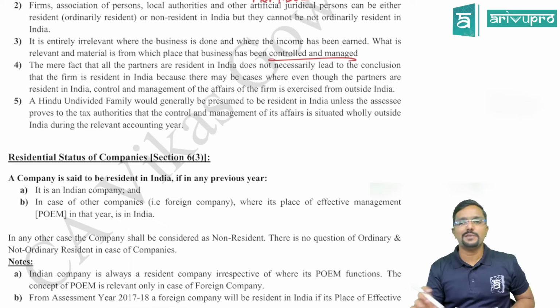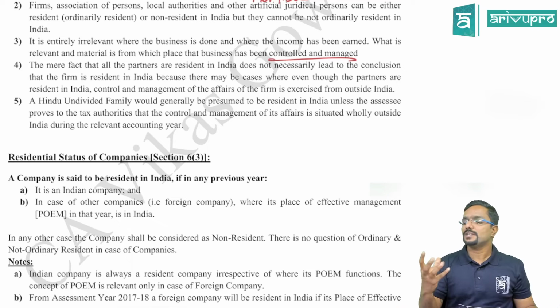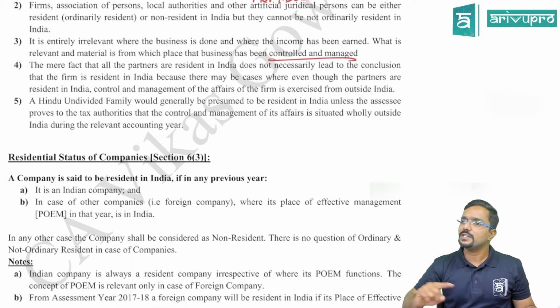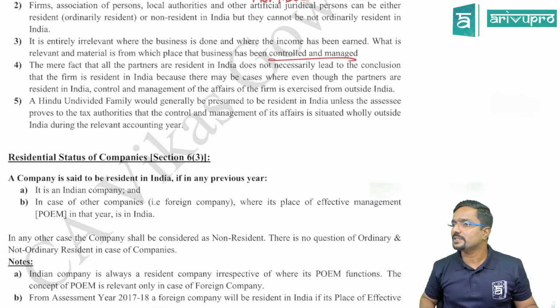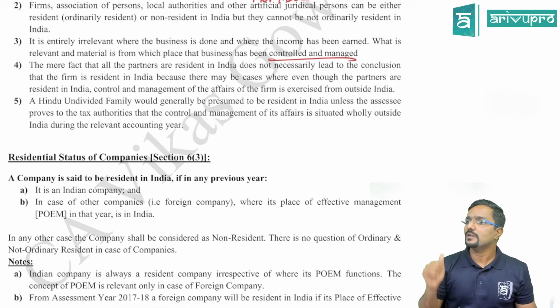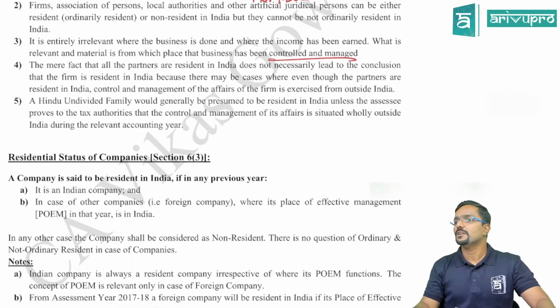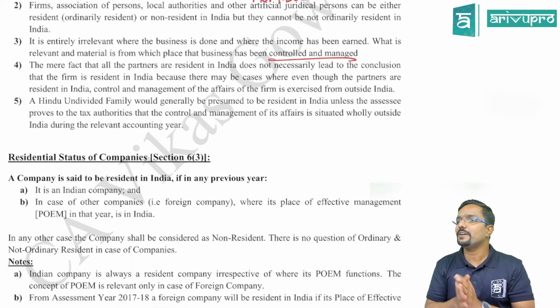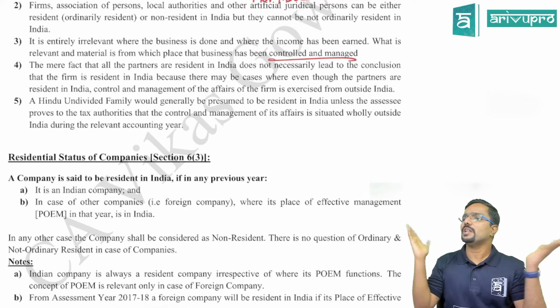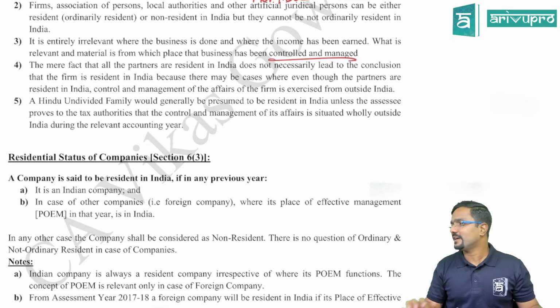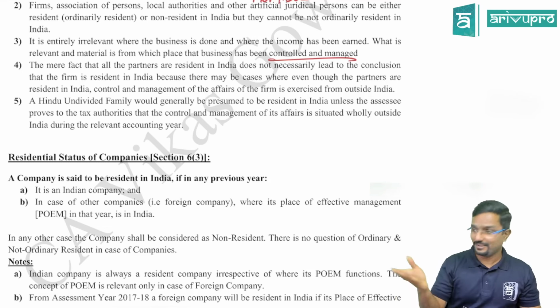Sometimes they may confuse you by giving it like this. There is a partnership firm where there are 3 partners, all 3 partners are resident in India. Does it straight away tell the partnership firm is also resident in India? No, we have to check where the decisions are made. Now assume all these 3 partners went for a vacation to Bali. There they took all the decisions. So in that case, where is the control and management? In Bali, not in India. I'm just telling the possibility.